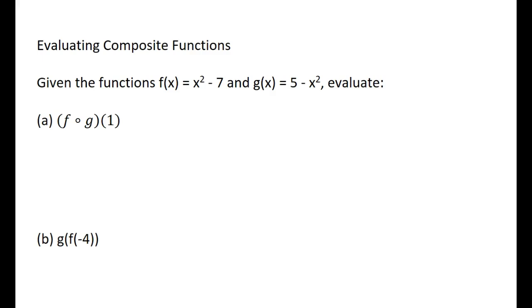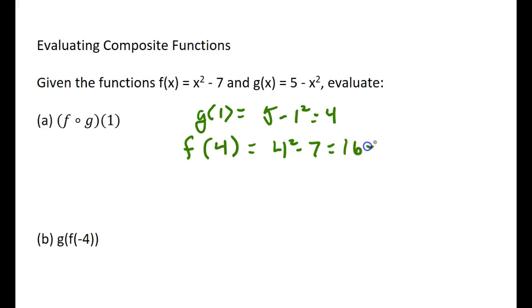And finally, let's talk about how you can evaluate a composite function. So if I have these two functions, x squared minus 7 is our f function, and 5 minus x squared is our g function, what would f of g of 1 be? So I like to say we're going to work from the inside out. We're taking g of 1 and we're going to plug it into f. So let's get g of 1 first. g of 1 is 5 minus 1 squared, which is 4. And so f of g of 1 means we're going to do f of 4, because 4 is g of 1. f of 4 is 4 squared minus 7, which is 16 minus 7, which is 9.